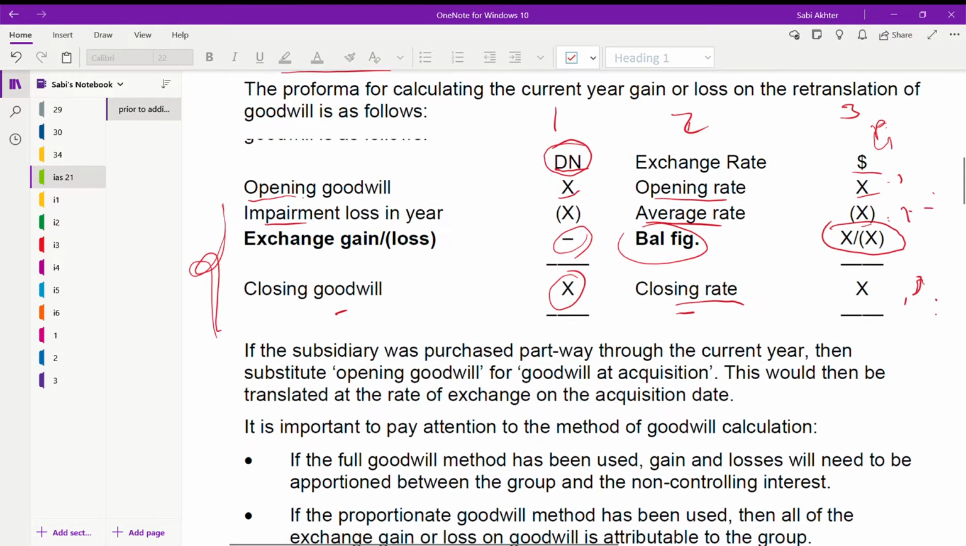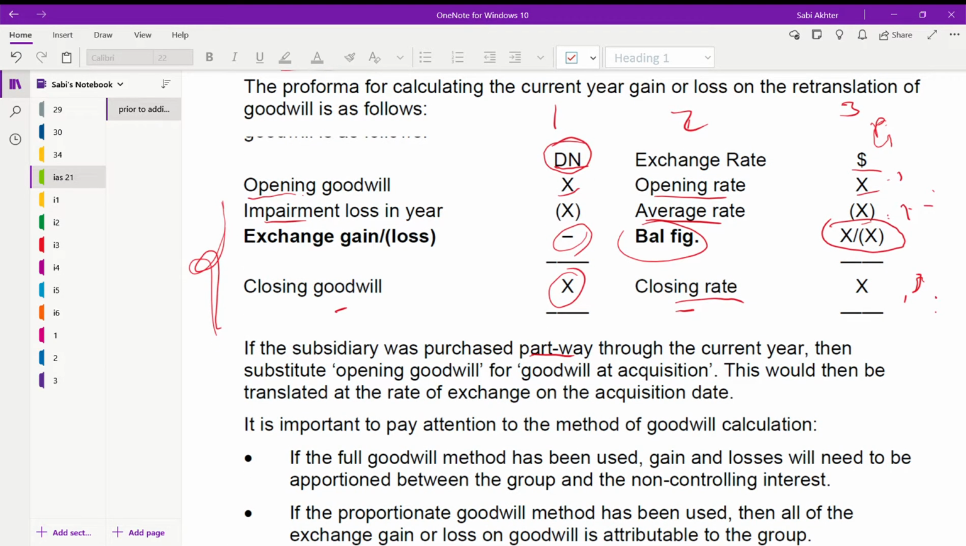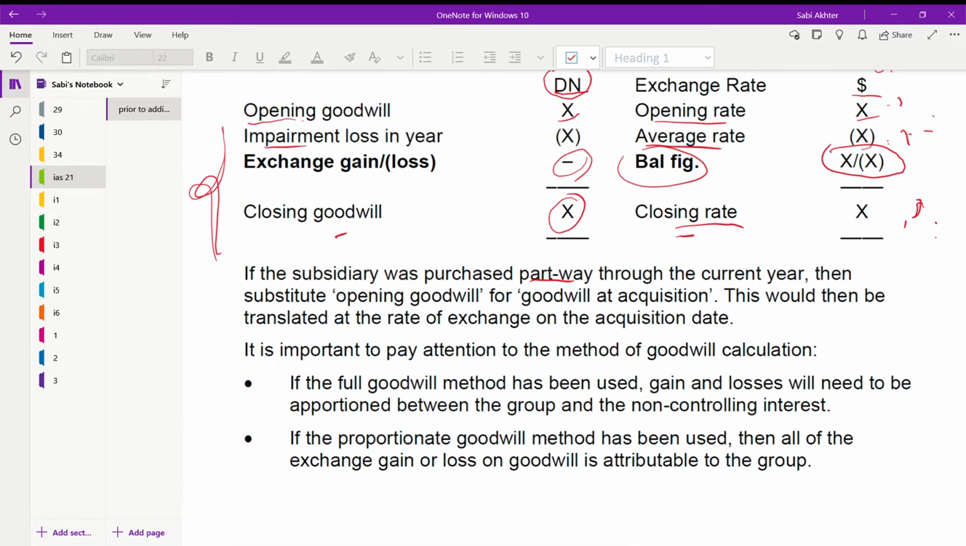What happens when you buy the subsidiary part way through the year? They told you opening rate, closing rate or average rate, but what about part way? When you bought it, you have to translate at the rate of exchange on the acquisition date. For example, for opening goodwill we normally use the opening rate, but here you have to say at which date you bought that subsidiary. At that rate only you will translate the opening goodwill, the rate at the date the acquisition happened.